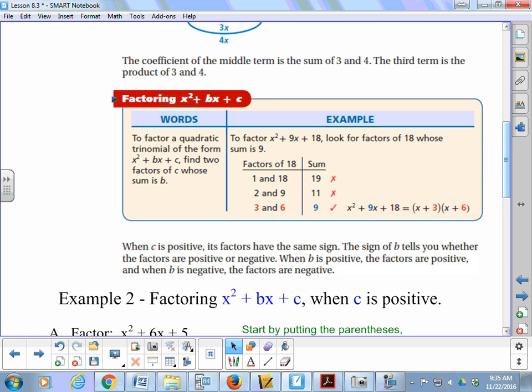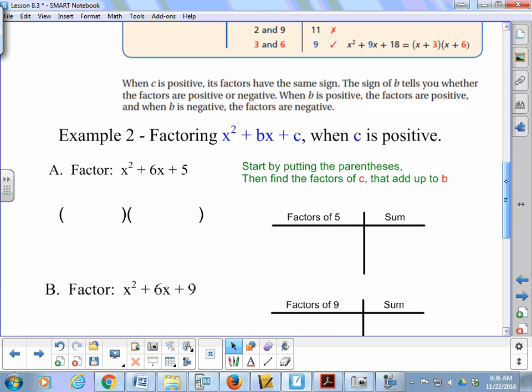So here we have x squared plus 9x plus 18. So we want the factors of 18. All right? So 1 and 18, 2 and 9, 3 and 6. Okay? So if we find the sum of each of them, 19, 11, and 9, we can see that only one of them gives us a sum of 9, which is the value of b. And so then we write it in a set of parentheses, x plus 3 times x plus 6.